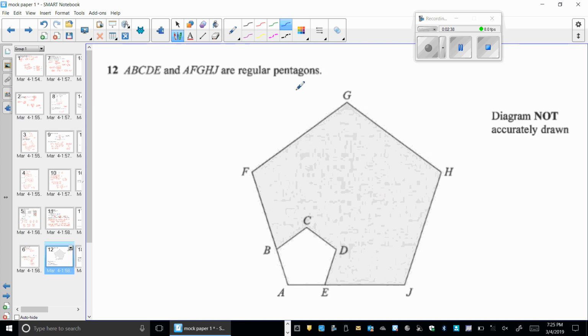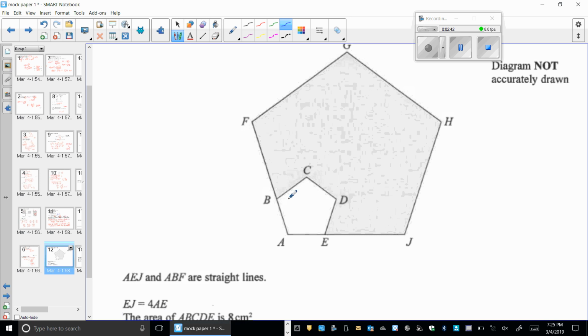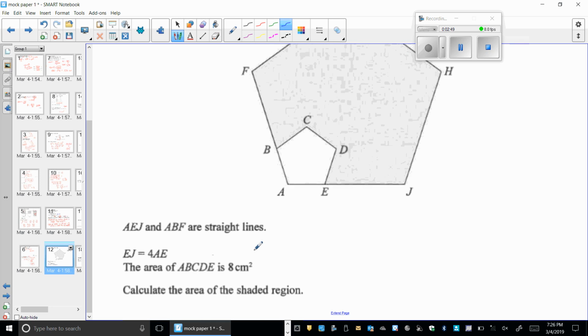Right. Regular pentagon. So pentagons have 5 sides. They're regular, so all angles and all sides are the same length. The area of the big one is 8. EJ is 4 lots of AE. So this comes up more and more, so you really need to make sure you're understanding this.